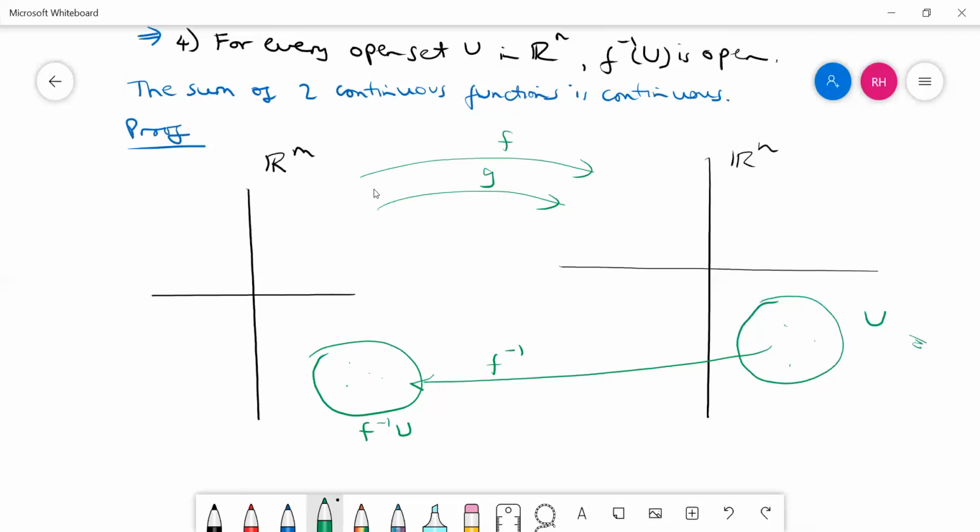Now we could do the same thing with g. Let's change the color. For g we can also work out the pre-image. And so here's U, and this will be g negative 1 of U.